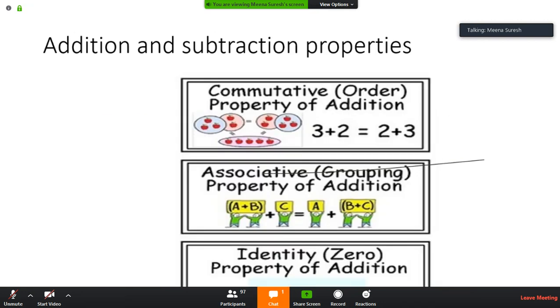After you do all this, you then move on to addition and subtraction properties. The commutative property, associative property, identity. I'm not going to get into all that.